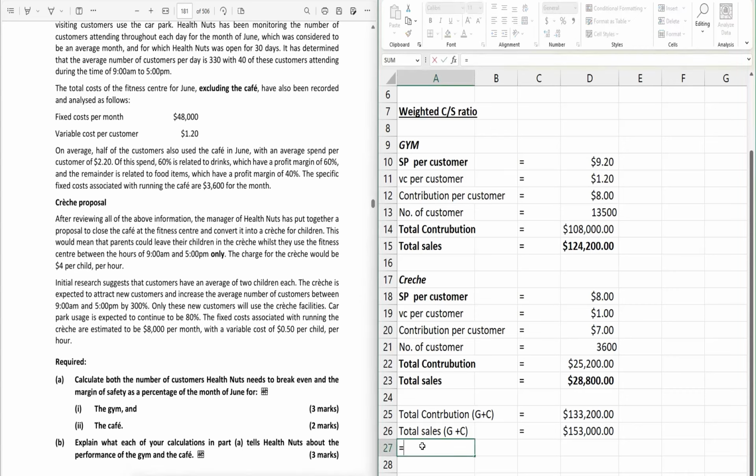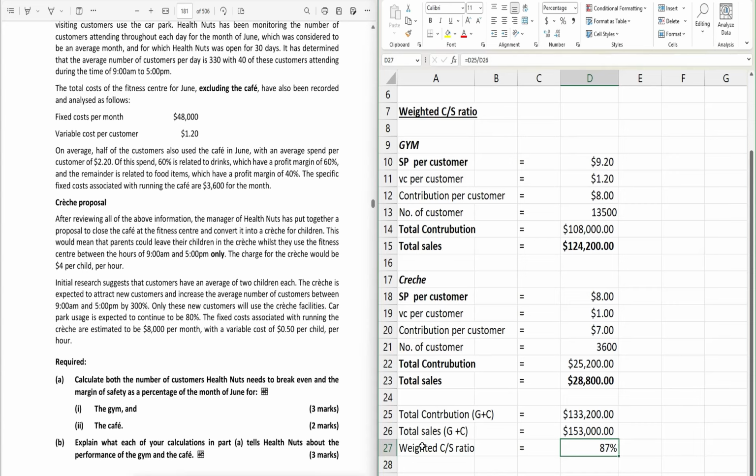So now weighted CM ratio will be this divided by this, and let's convert it into the percentage, that is 87%. It's quite a clear presentation. The examiner will be happy to mark each of the process. Okay, so I hope this is clear now. This is quite an easy calculation based on the formula.